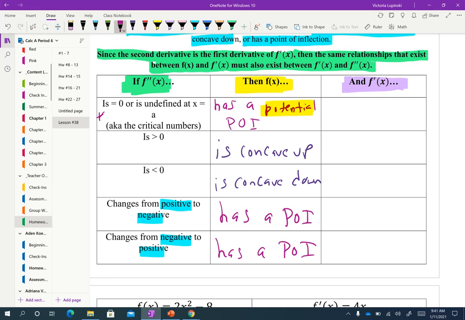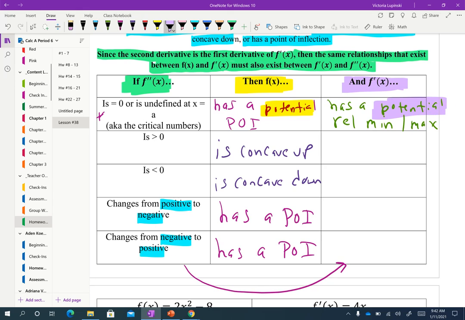What you also now have to realize is that because the second derivative is the derivative of the first derivative, whatever the relationship is between the first derivative and the original also has to be true between the second derivative and the first derivative. So going back to the left-hand side of the table, if the second derivative is equal to 0 or undefined at the critical numbers, that tells us that the first derivative has a potential relative min or max. And again, only ever potentially. You'd have to test to know for sure.